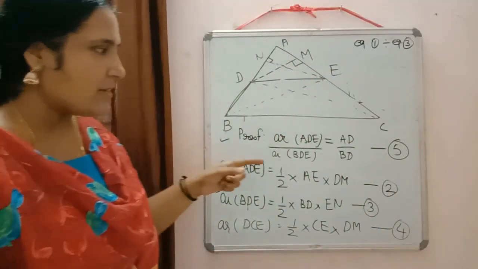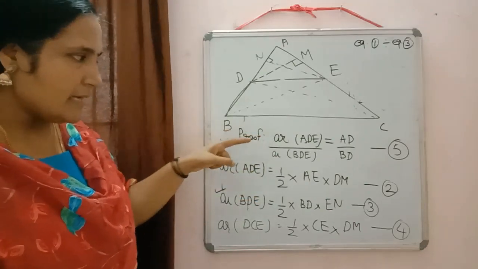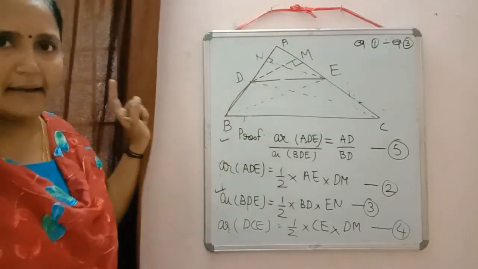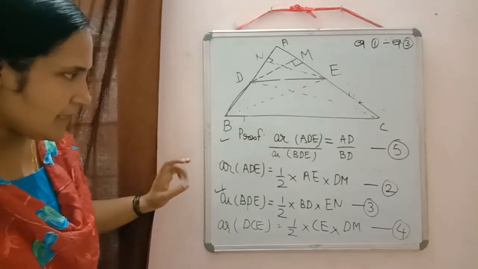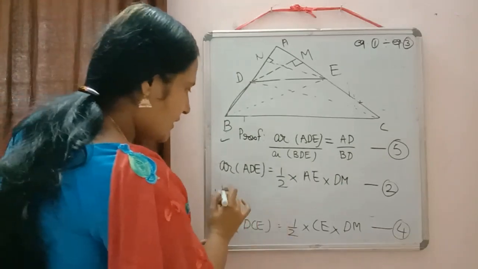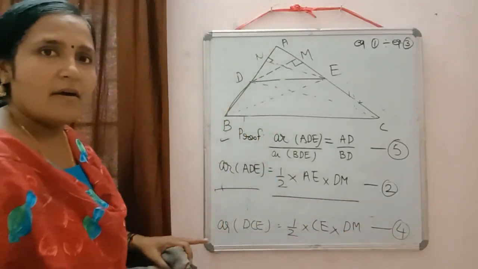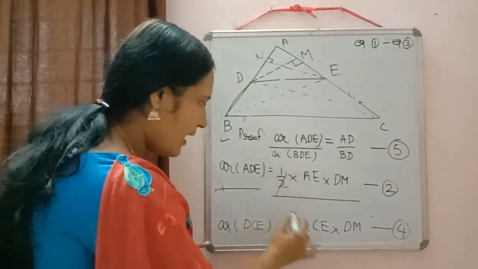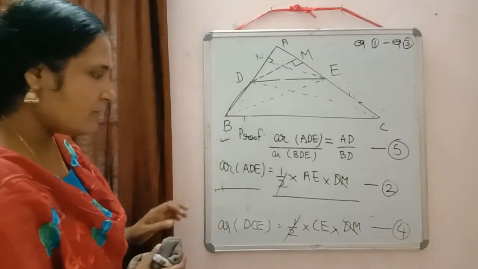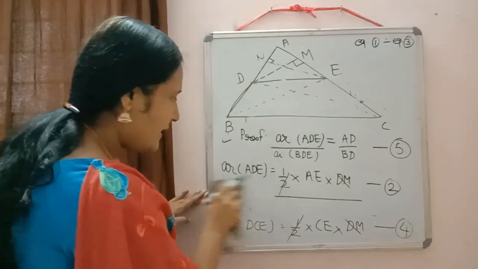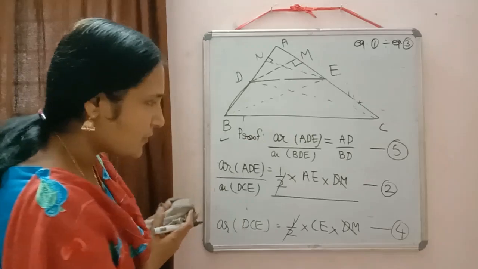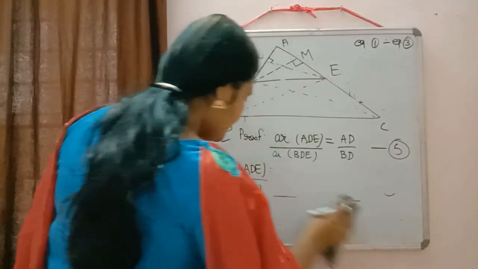Which ones have we divided? Equation 1 and 3. Why? Because in the proof we want the sides AD and BD. Now in the same way, which one will we divide? Equation 2 divided by equation 4. Then again half and half will get cancelled, and DM and DM will get cancelled. So what will remain? Area of triangle ADE by area of triangle DCE is equal to AE by EC.